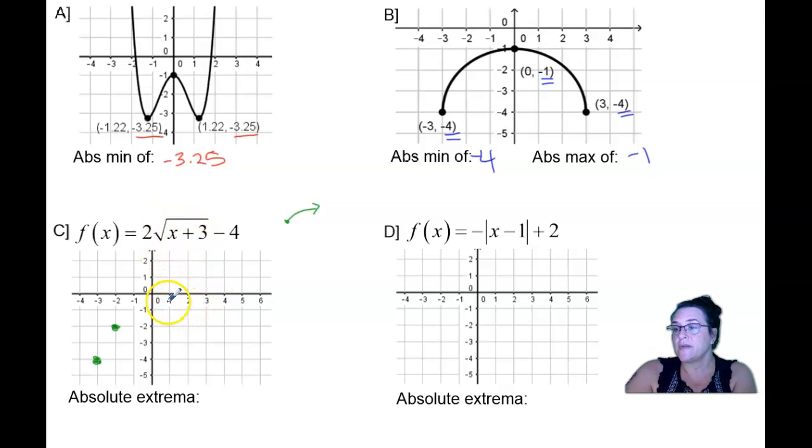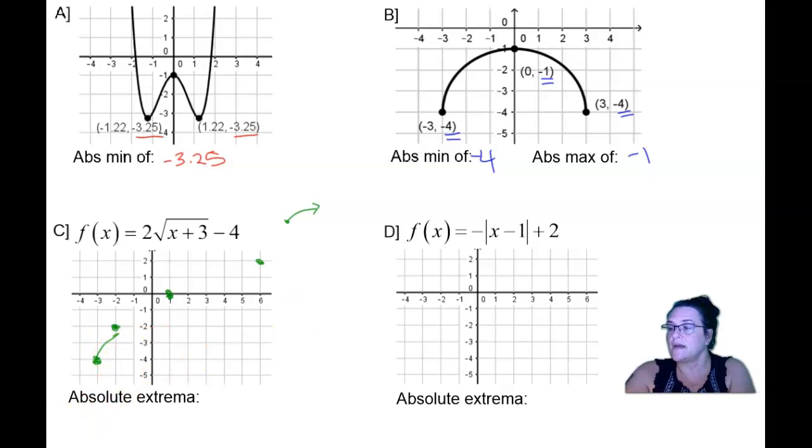So for example, if I put in 1 for x, 1 + 3 is 4, square root of 4 is 2, times 2 is 4, minus 4 is 0. So (1, 0) would be on this graph. Okay, then if I were to put in 6 for my x, 6 + 3 is 9, square root of 9 is 3, 3 times 2 is 6, minus 4 is 2, and (6, 2) would be on this graph.